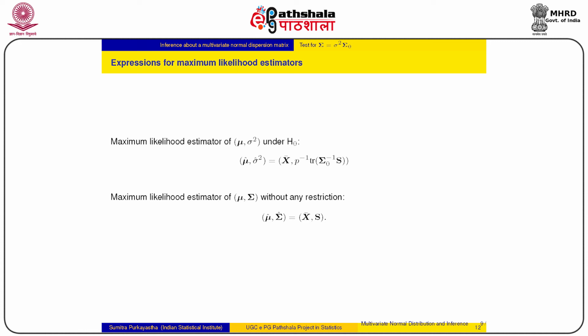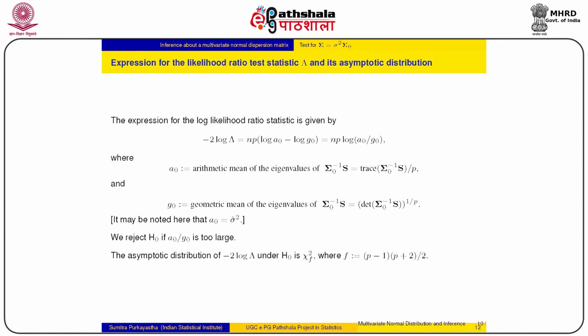What are the expressions for the MLE? Under H0, that is when sigma is of the form sigma squared times sigma naught, where sigma naught is a known p cross p positive definite matrix and small sigma squared is a strictly positive unknown quantity, and mu, the population mean vector, is unknown, the maximum likelihood estimator of mu, sigma squared under H0 is x bar, trace of sigma naught inverse S divided by p. And when there is no restriction on the parameters mu, sigma, we know that the MLE is given by x bar, S. This is the background knowledge.